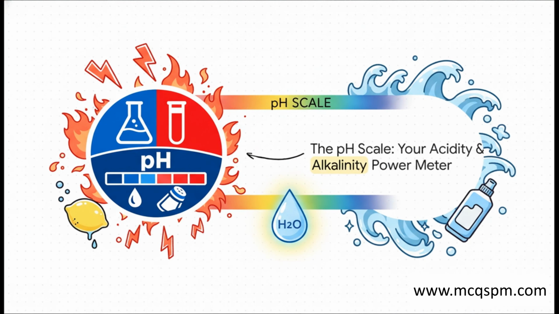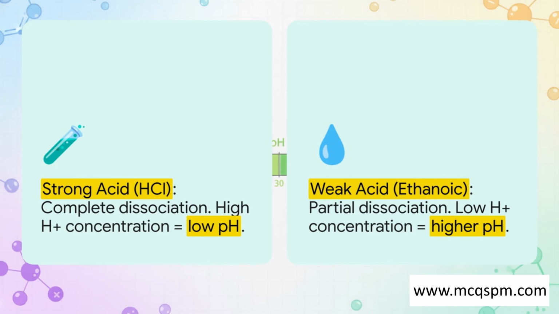I want you to think of the pH scale as a kind of power meter. See here? Anything below 7, that's your acidic zone, and the lower the number, the more powerful the acid. Anything above 7 is alkaline, and right there, that perfect 7 smack in the middle, that's neutral. Think pure water.